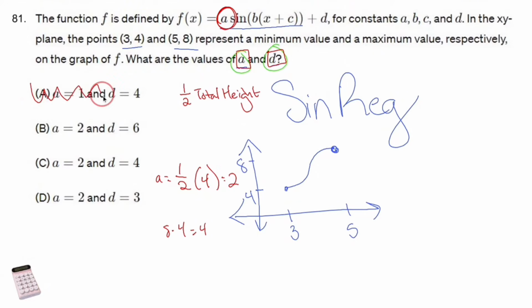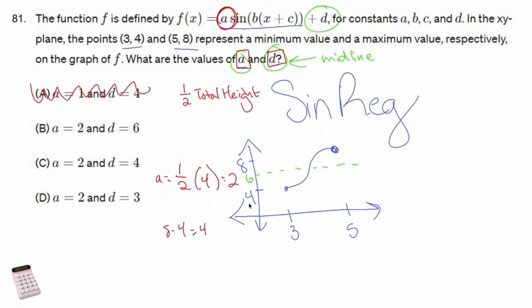So that eliminates this one. Now, what does D stand for? D stands for the midline. It's the line that cuts my graph in half. The way you can get that numerically is, whatever the low point is and whatever the high point is, it's literally half of that. So drawing this out, we can see that it's 6.